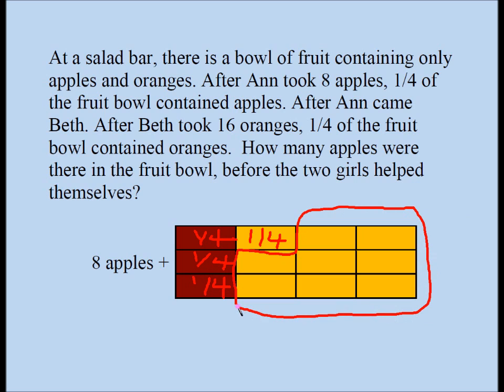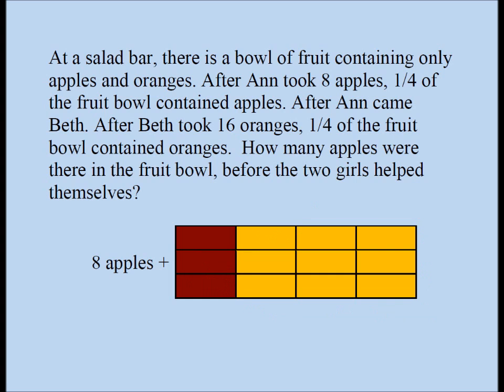Now take a look at it. Beth came and grabbed some oranges, and after she did, 1/4 of the remaining bowl contained oranges. That makes sense, right? 1/4 is orange, 3/4 are apples. So I'm going to erase this writing. Okay, so from the previous explanation, we decided that these were removed, eaten by Beth. Gone, gone, gone, gone, gone, gone, gone, gone. Now recall, Beth took 16 oranges.